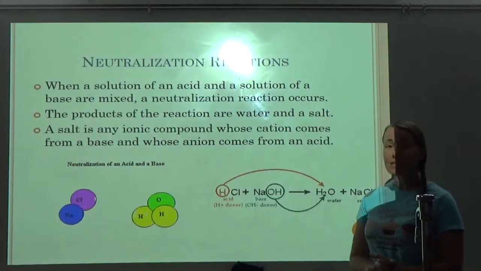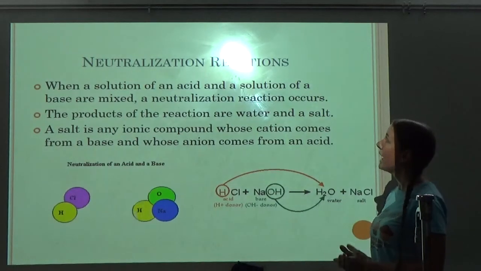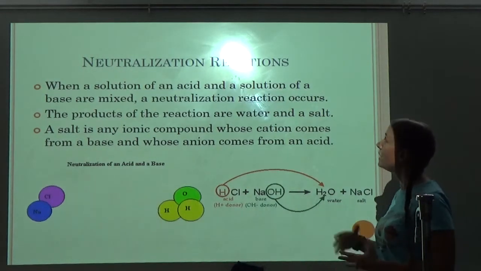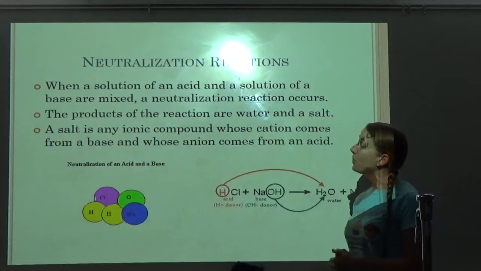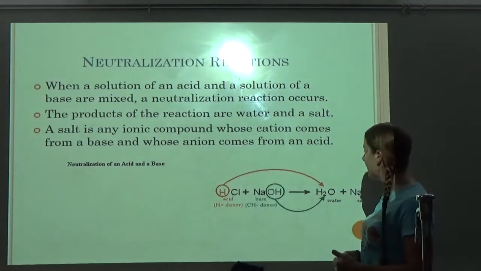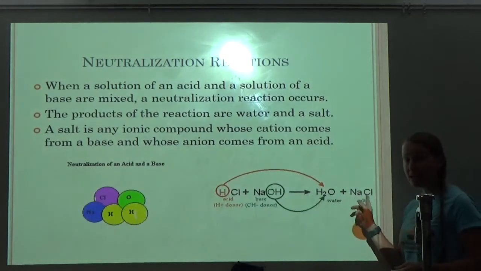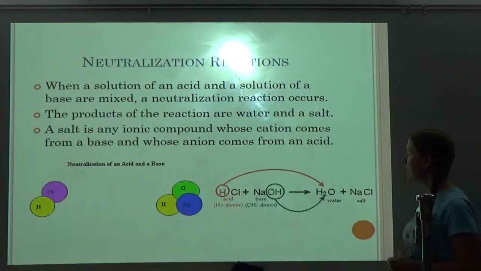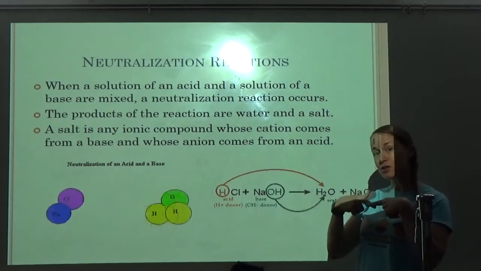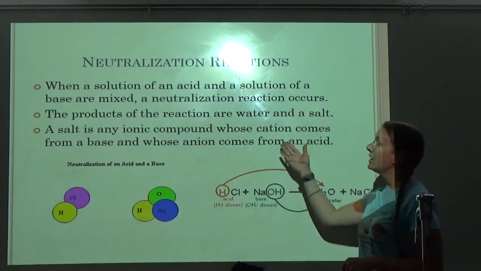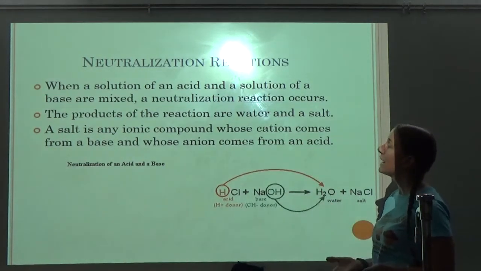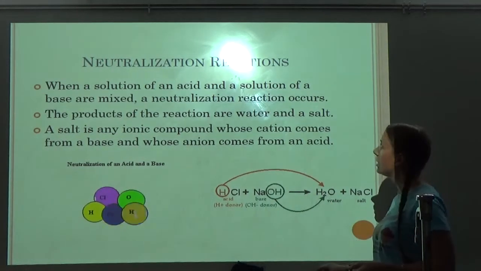All right, so neutralization reactions. When a solution of an acid and a solution of a base are mixed, a neutralization reaction occurs. The products of the reaction are water and a salt. It doesn't have to be NaCl. It's just the cation and anion that are left over once the hydrogen and hydroxide form water. A salt is any ionic compound whose cation comes from a base and whose anion comes from an acid.